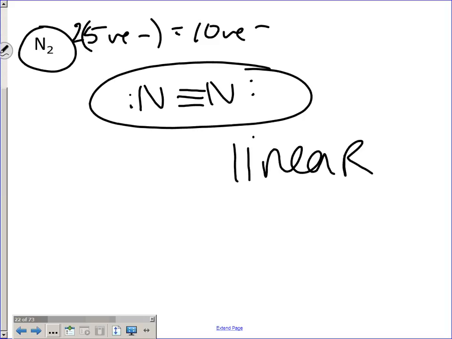I heard you guys going, it's trigonal pyramidal. No, not even close. It's not pyramidal. I know that the triple bonds do fully do that.